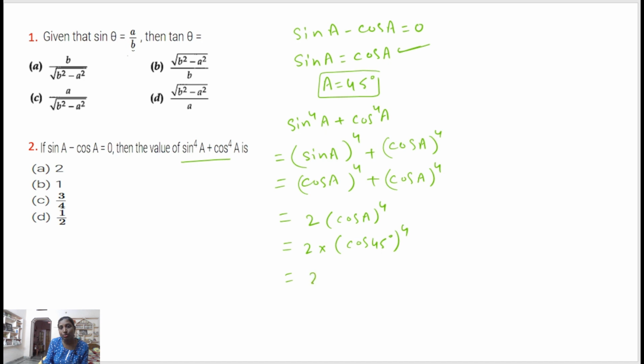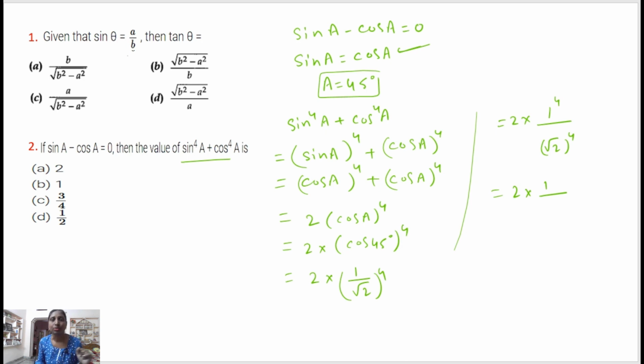It means 2 into what is the value of cos 45? 1 by root 2 to the power 4. It means 2 into 1 to the power of 4 and root 2 to the power of 4. So root 2 into root 2 into root 2 into root 2 is 4. So 2 by 4 is 1 by 2. Which option is correct? Option number D is correct.